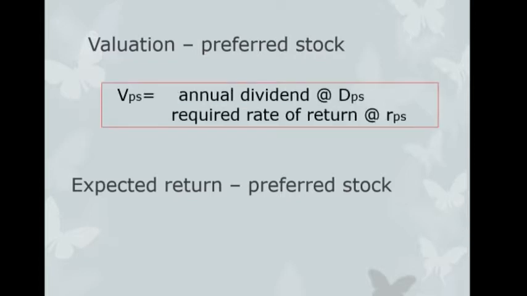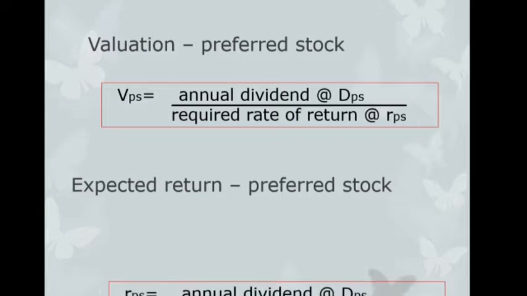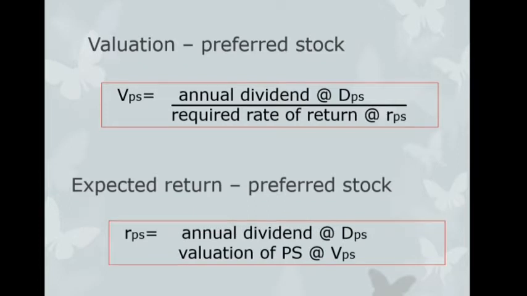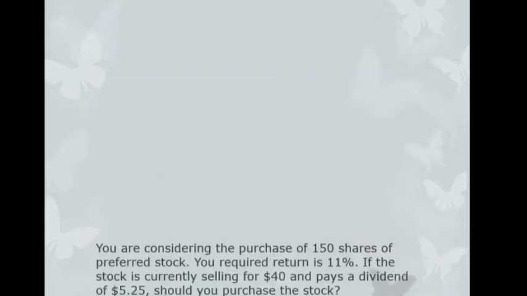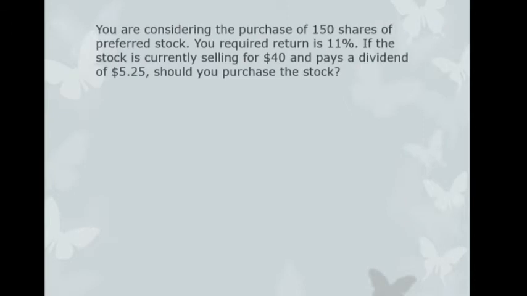For the formula, valuation of preferred stock is VPS equal to annual dividend, or DPS, divided by required rate of return, or RPS. For expected return on preferred stock, RPS equals annual dividend, or DPS, divided by valuation of PS, or VPS. Now we proceed to the calculation on preferred stock.